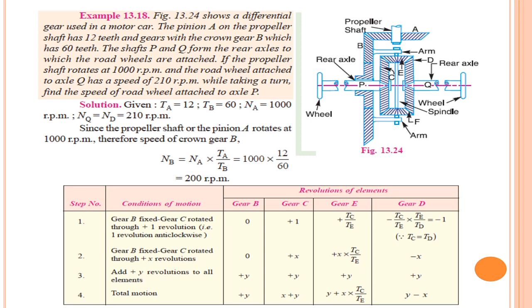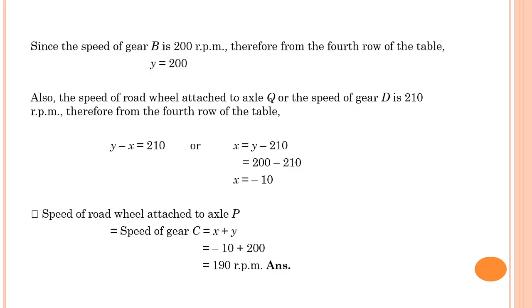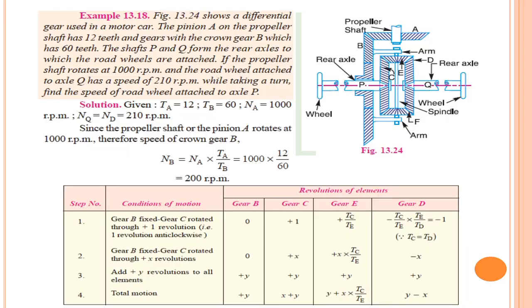Therefore the speed of the road wheel attached to axle P can be found, as the P shaft has gear C mounted on it. What is the formula for gear C? X plus Y. So X plus Y is equal to the speed of gear C. What is X? Minus 10. What is Y? 200. Therefore the speed of gear C will be 190 rpm, and this is our answer. Like this you can solve any problem based on this differential gearbox.